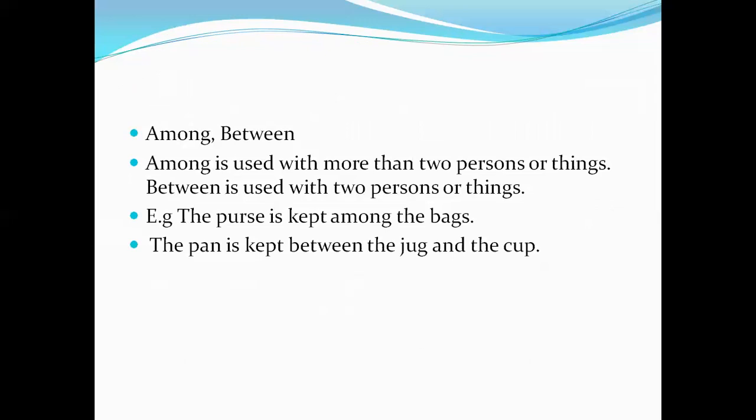Next prepositions are among and between. Among is used with more than 2 persons or things. Between is used with 2 persons or things. For example, the purse is kept among the bags. The pan is kept between the jug and the cup.